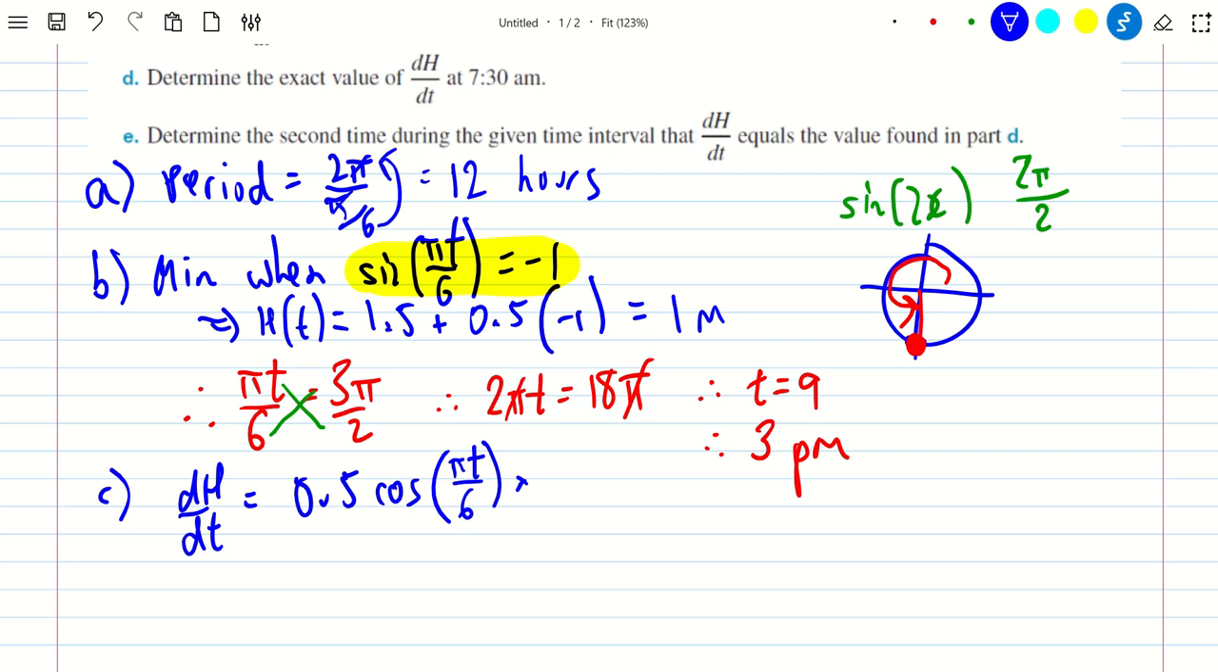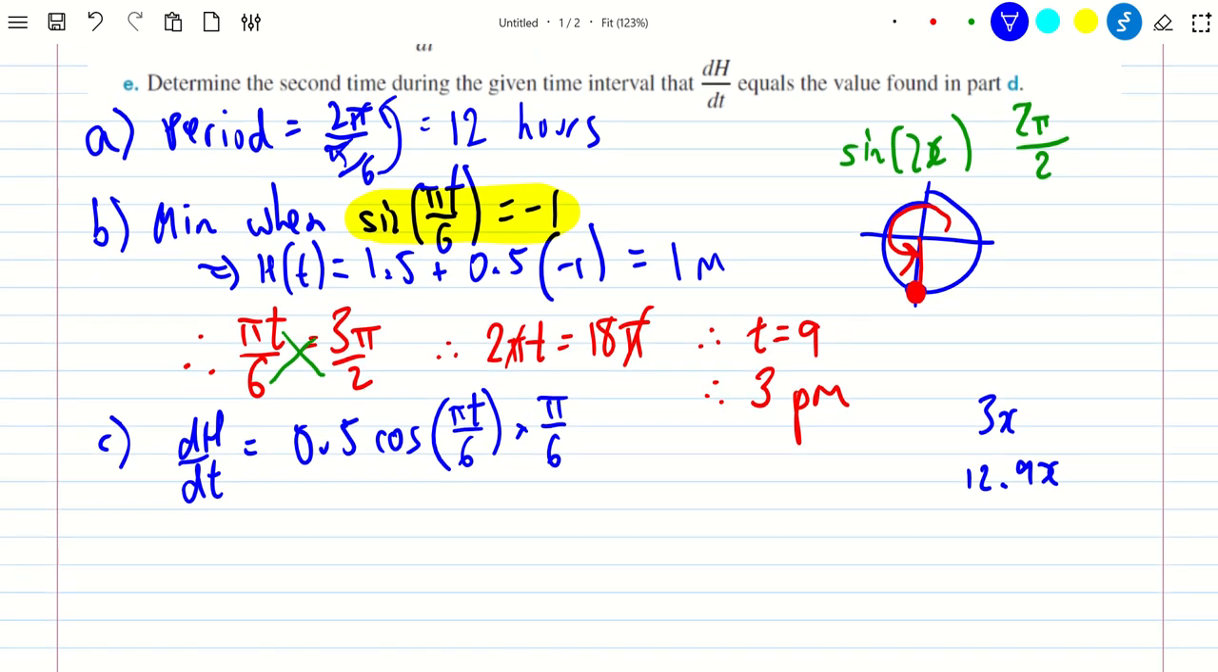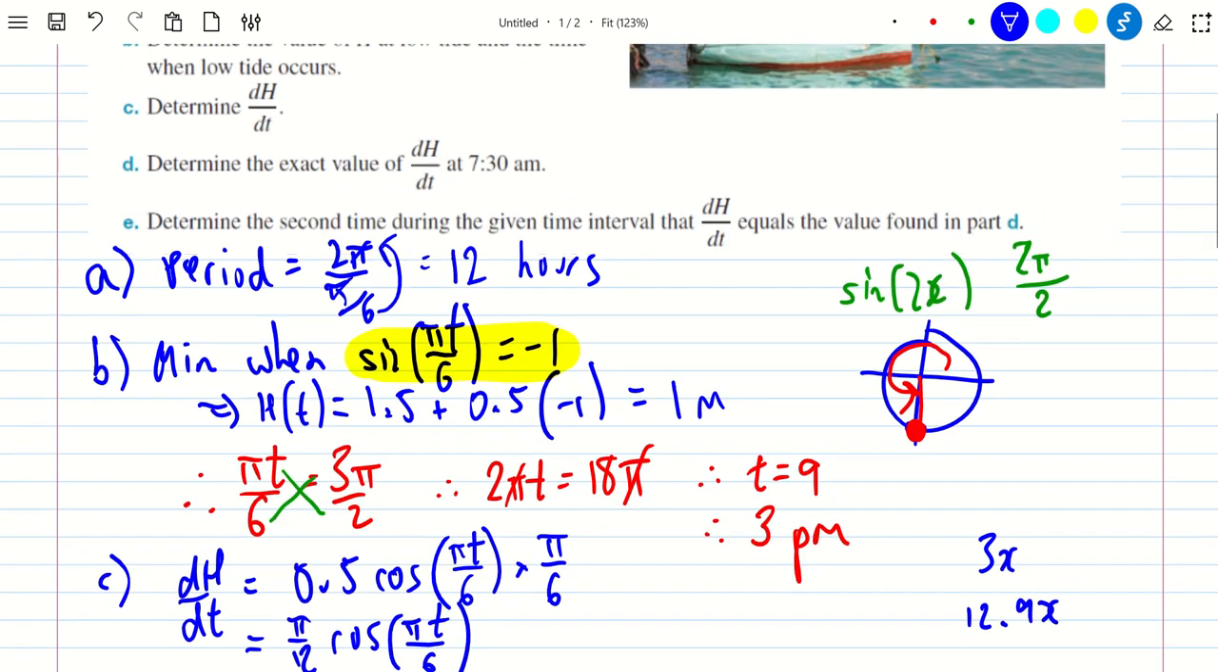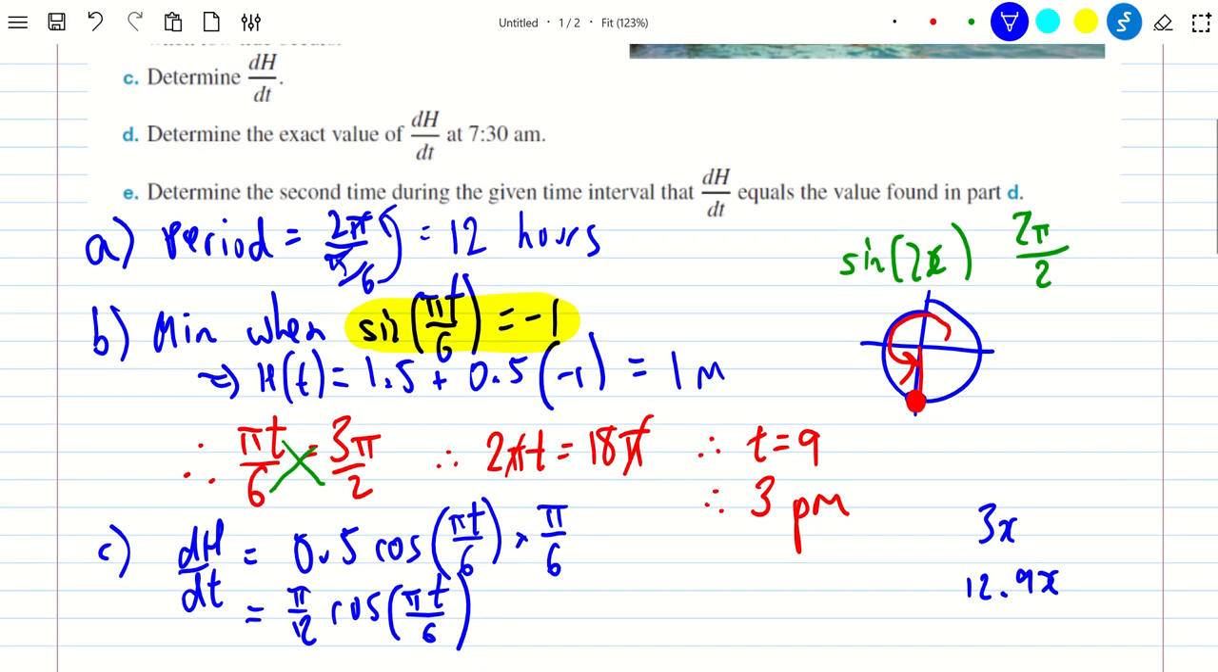What's the derivative of this inside? Well, the derivative of 3x is 3. The derivative of 12.9x is 12.9. So here, the number that's in front of t is pi on 6. So we just multiply that by pi on 6, and we clean it up a little bit. That's equal to 0.5 times pi over 6, so half of pi on 6 is pi on 12, cos pi t on 6. Okay, so there's my derivative. Is that all they wanted us to do? Yes, it is. That's part C.